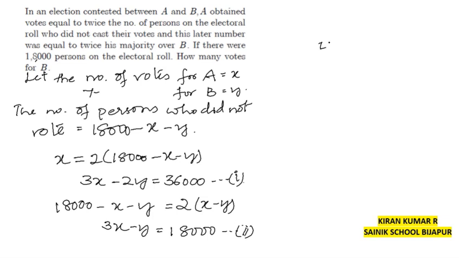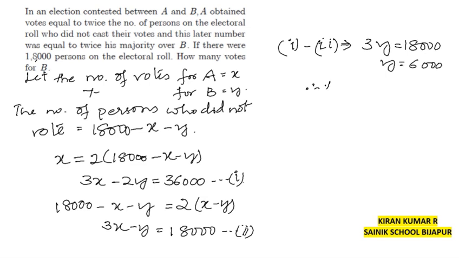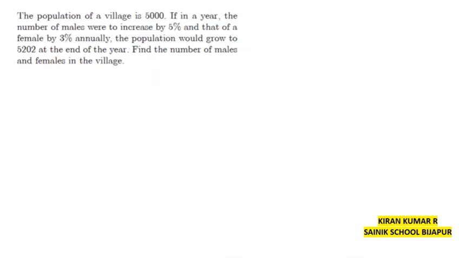Let me do this. Equation 2 subtracted from equation 1, I'll be getting 3Y equal to 18,000. So Y will be 6,000. Therefore, the number of votes for B will be 6,000. Hope you understood this. Let's move on further to the next question.